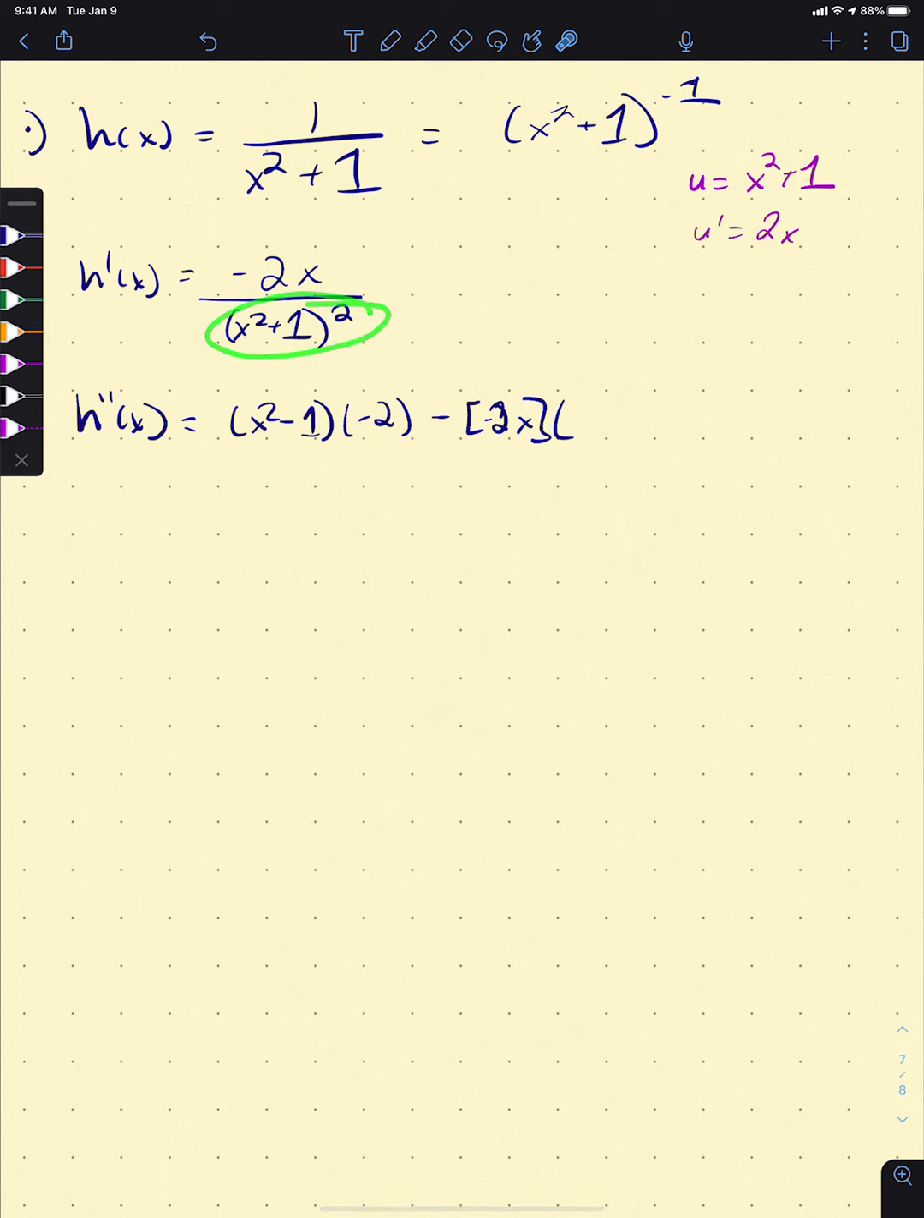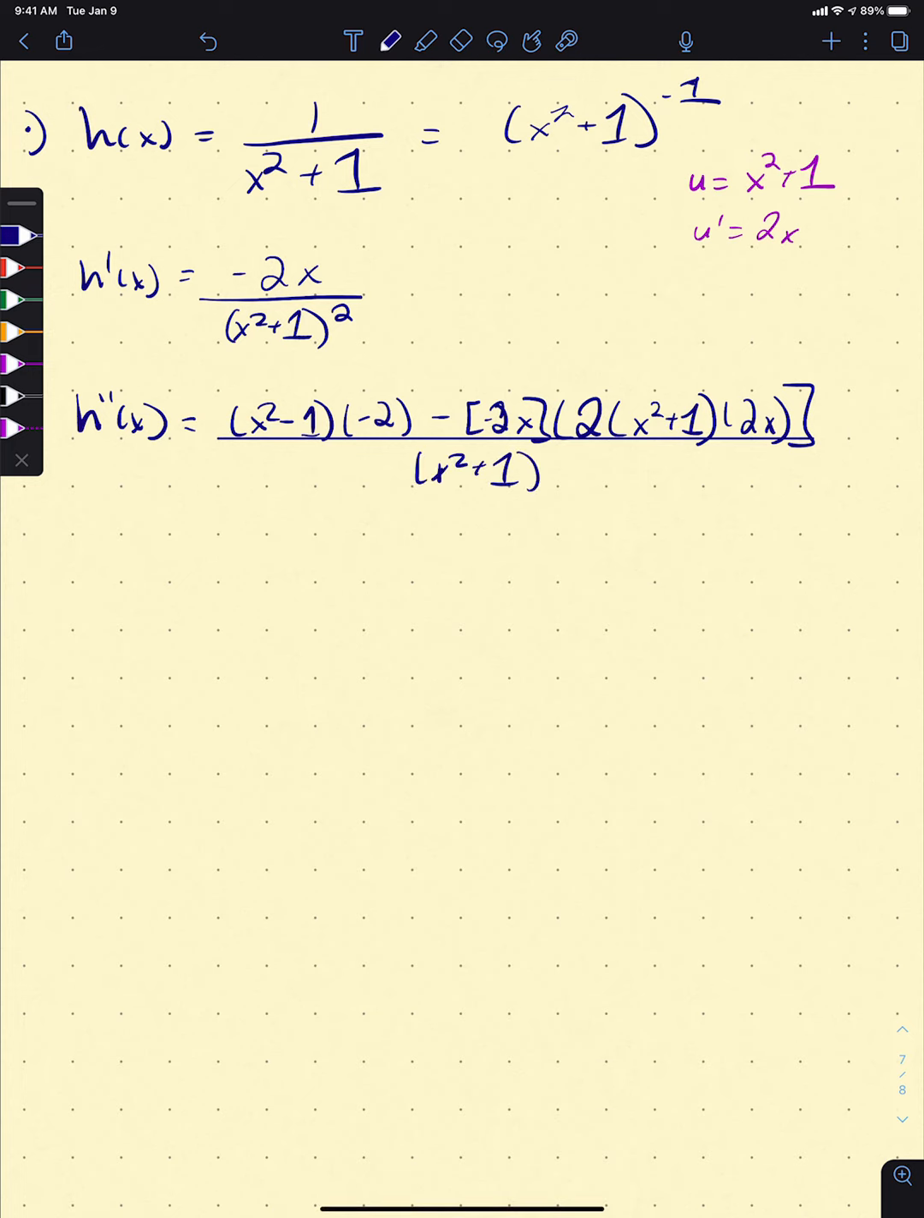And to take the derivative of this, we're going to do a similar argument. 2 times x squared plus 1, treating this guy as u, times my derivative of the inside, which is 2x. Okay? All over x squared plus 1, well, low squared, so to the fourth.